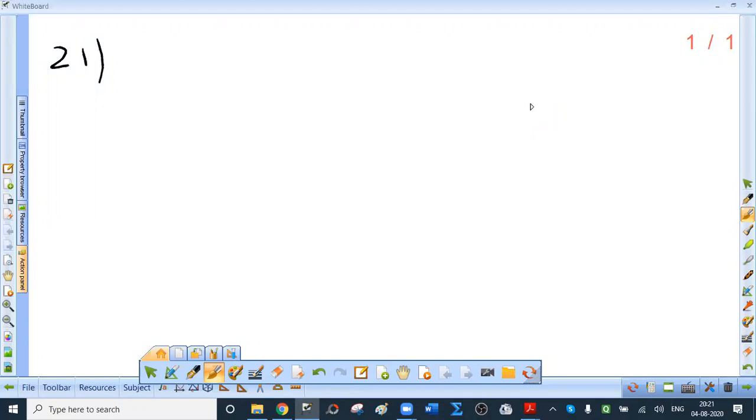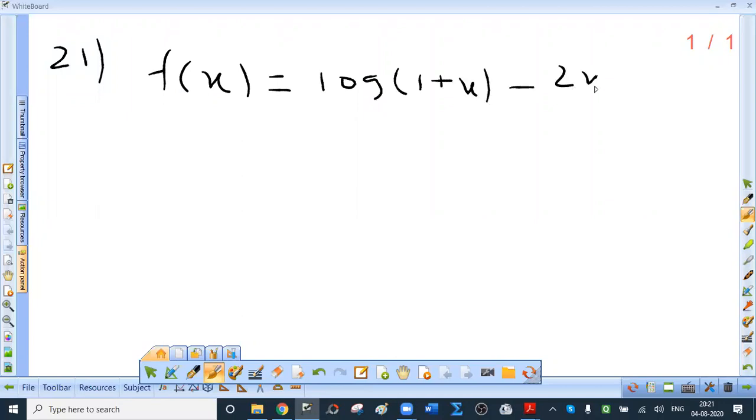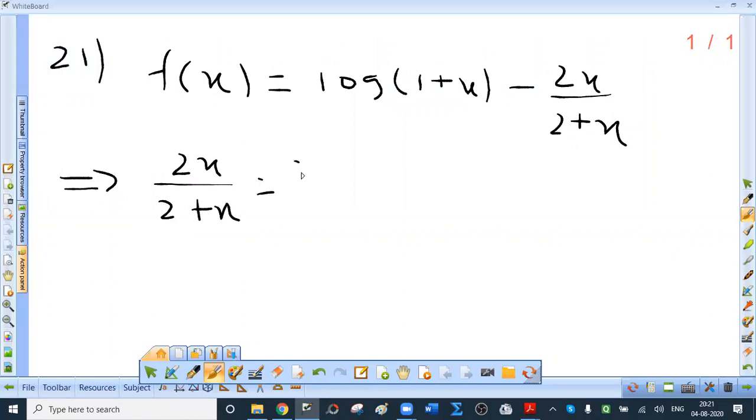Okay, so find the derivative. What is f x? f x is log of 1 plus x minus 2x upon 2 plus x. See, I will simplify this. Let me explain. What is 2x upon 2 plus x? Can I write this as 2 into the bracket 2 plus x minus 4?